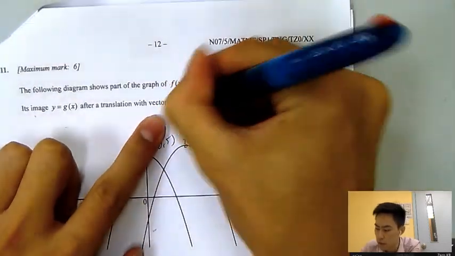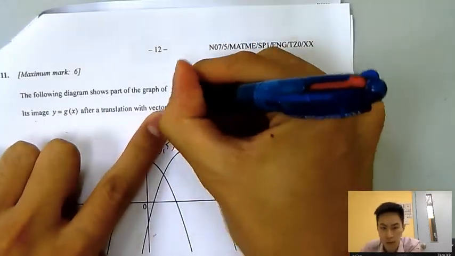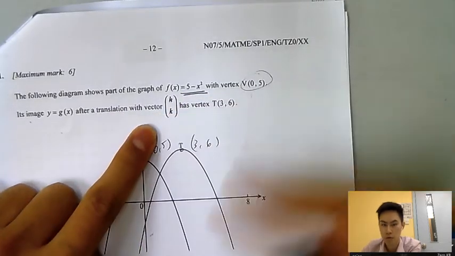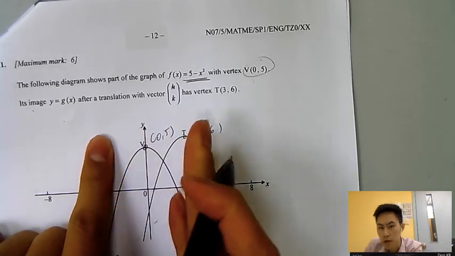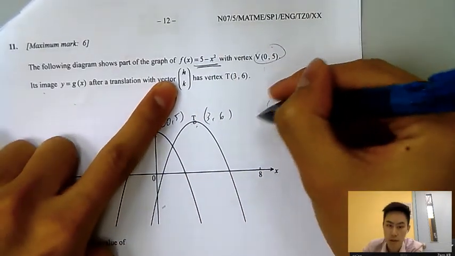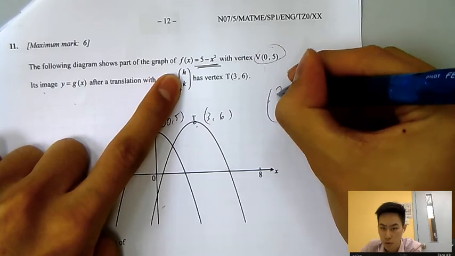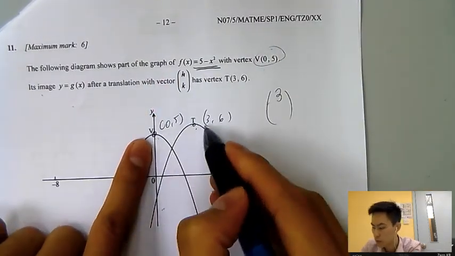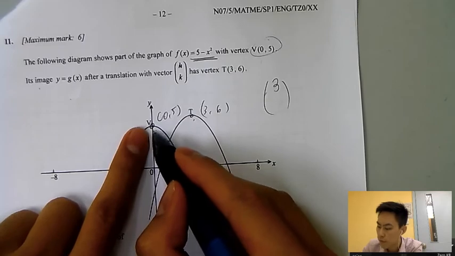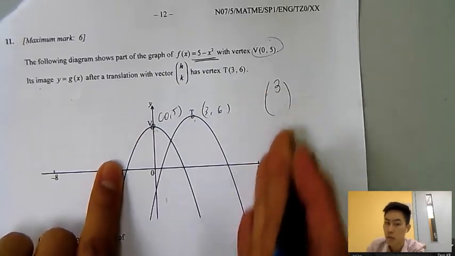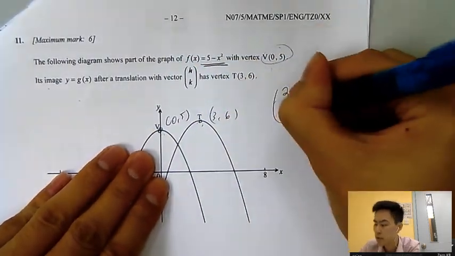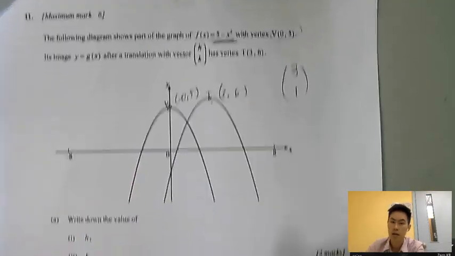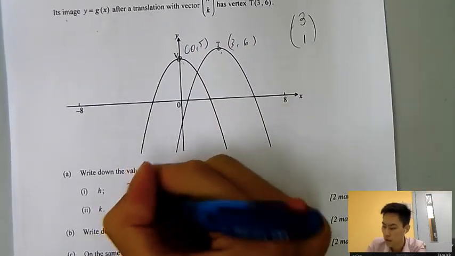So basically very easy. For h and k, h means shift left or right, k up or down. The vertex x goes from 0 to 3, so it goes right by 3 units. So the change of x is 3. But how about the k? From 5 to 6, so increased by 1. We look at the change in y, which increased by 1. That's how you write h and k: 3 and 1.